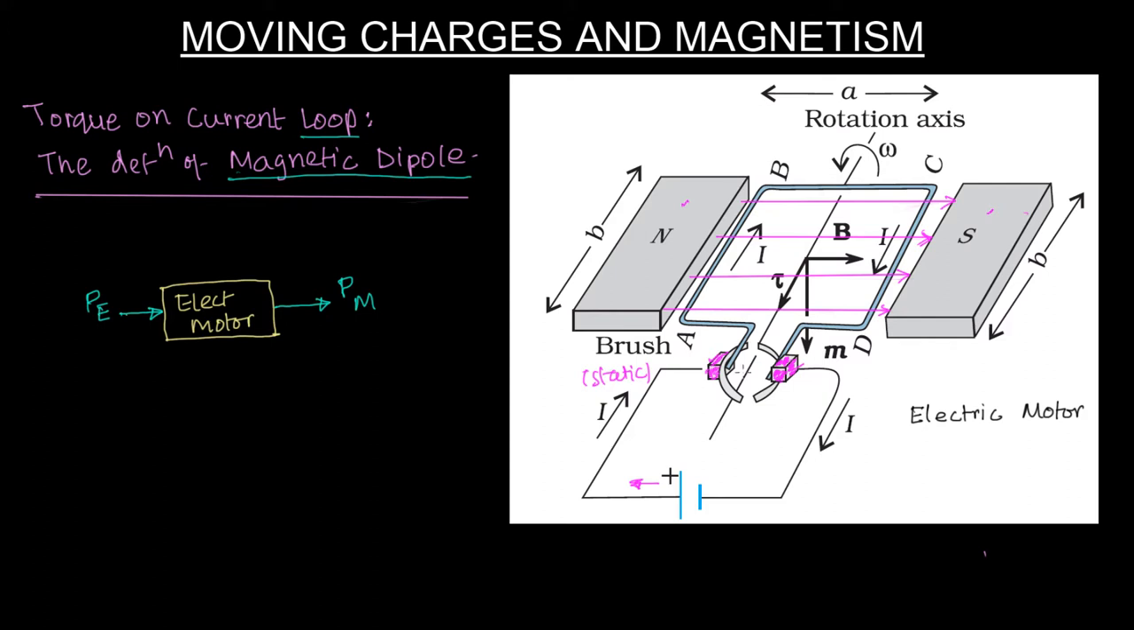Now, let's come back to the construction. So these two are static brushes. This semicircular thing that you see here and here is called a slip ring. And as the name suggests, it actually slips. How will it slip? It will slip only when this is moving.